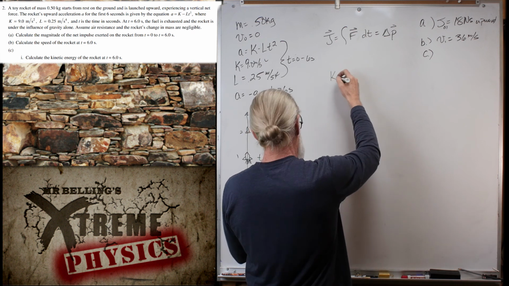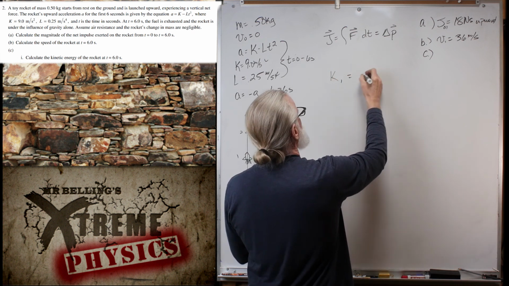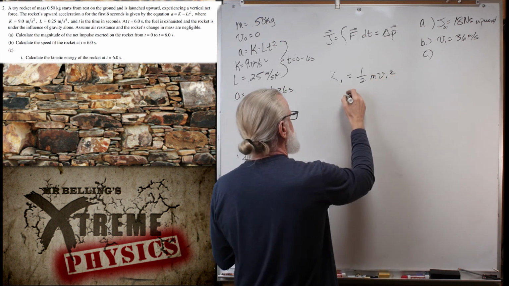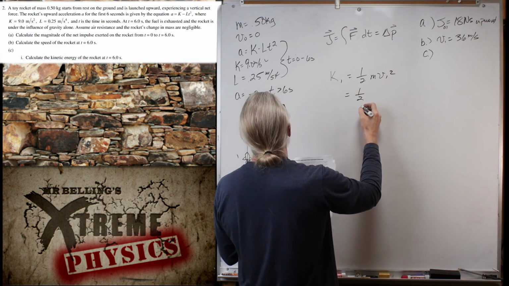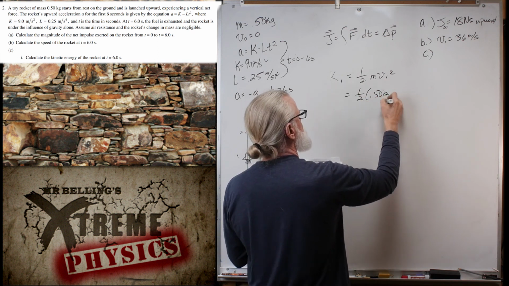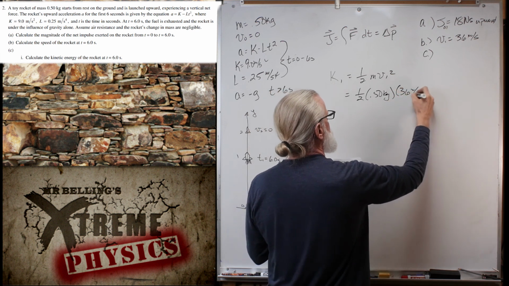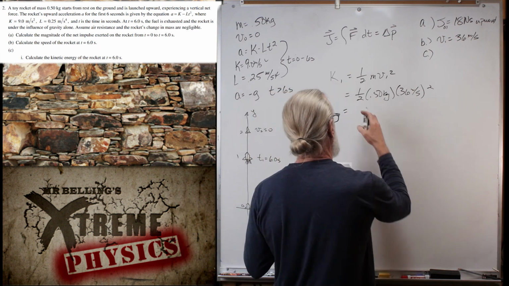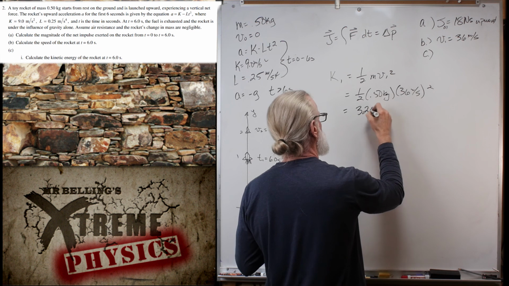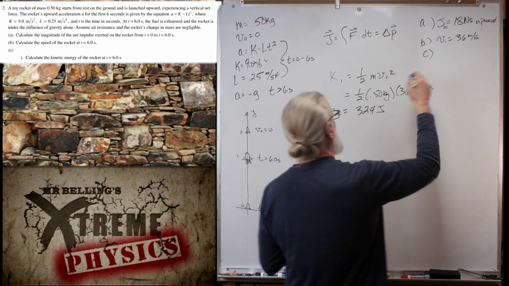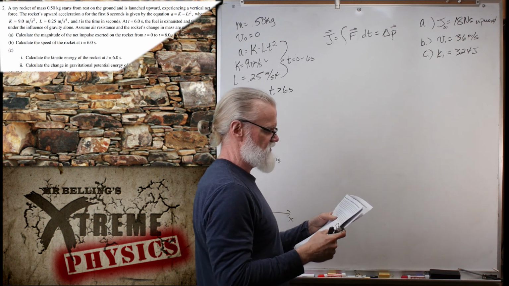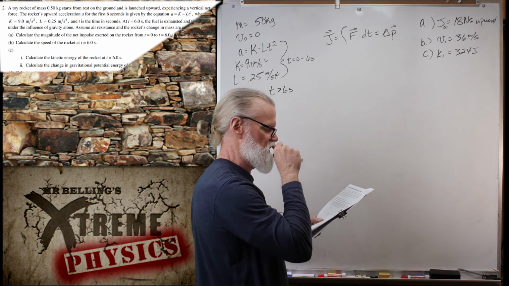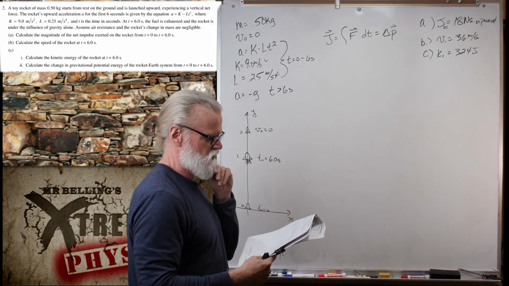So the kinetic energy at position 1 is 1/2 mv1 squared. That's 1/2 of the mass, half a kilogram, times 36 meters per second, the whole quantity squared. 324 joules. That's the kinetic energy at 1. Calculate the change in gravitational potential energy of the rocket-Earth system from t equals 0 to t equals 6 seconds. All right, so I guess we're going to figure out how high it went.